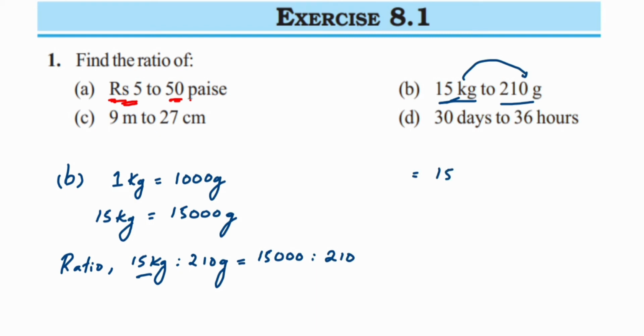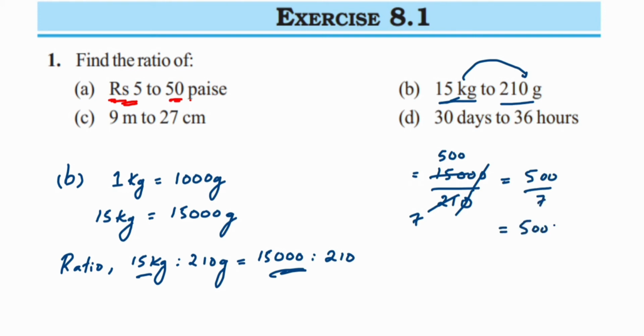For that, I'm going to perform a cancellation. You can do the cancellation directly, or convert the ratio into fractional form and then cancel. I won't cancel the zeros. Cancel in the 3 table: 3 7s are 21, and 3 5s are 15, and 2 zeros remain. We cannot cancel further, because 7 is a prime number. So this will be 500 upon 7, and the ratio will be 500 is to 7.